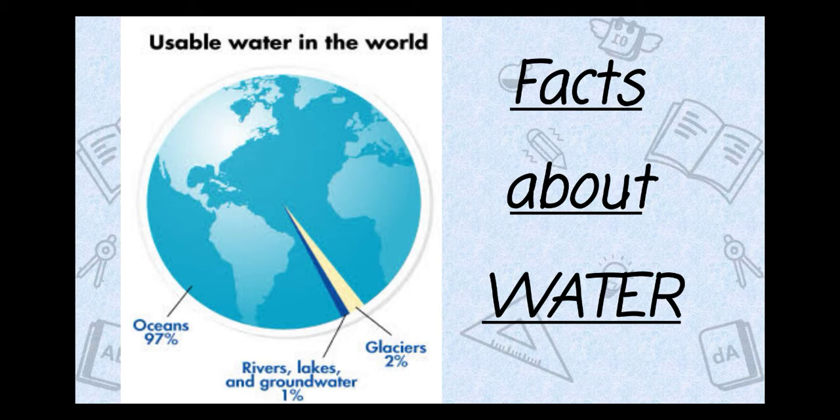Some facts about water. Usable water in the world, there is only 3/4 water present on the earth, and out of this 3/4 water, 97% of water is in the ocean and contains salt. Remaining 3% is only fresh water, which can be used for other purposes, out of which 1% is river, lakes and groundwater, and the remaining 2% is the frozen form of water, that is glaciers.